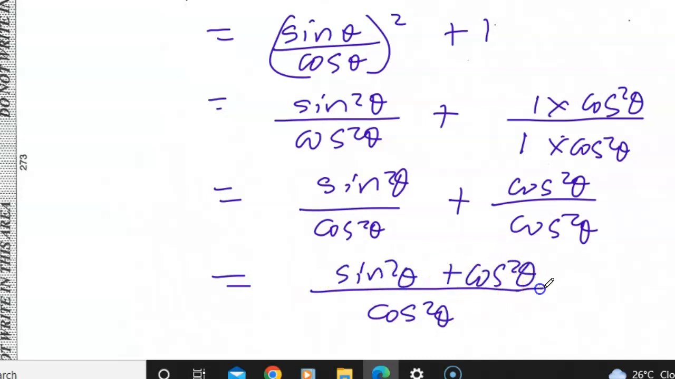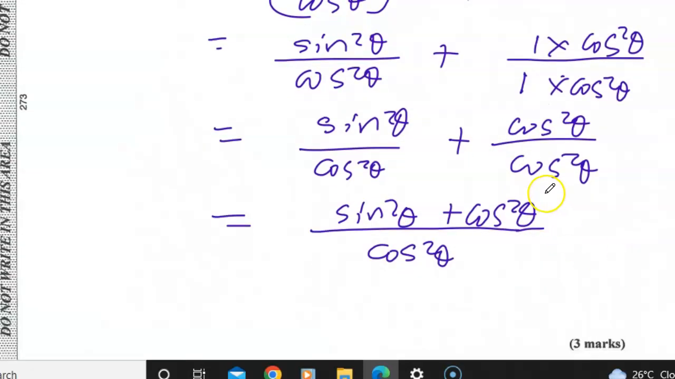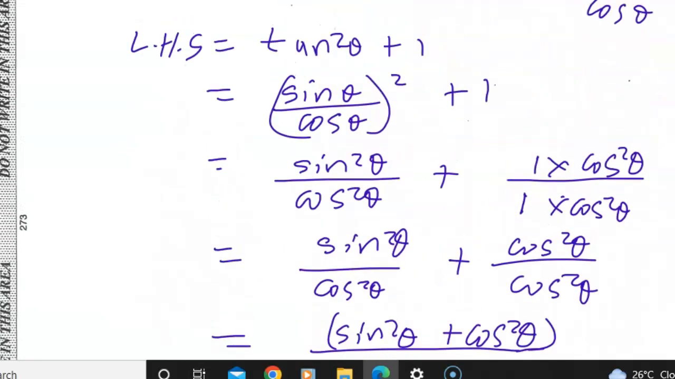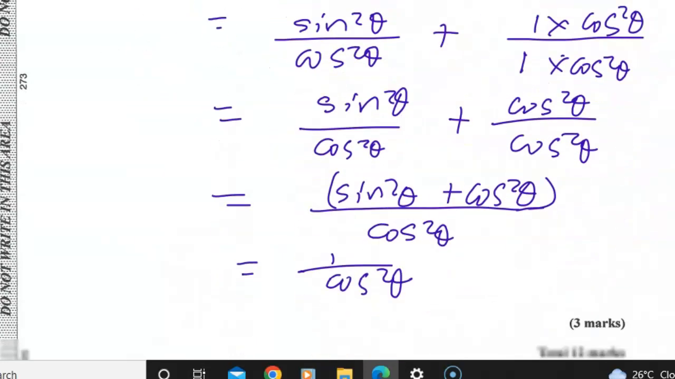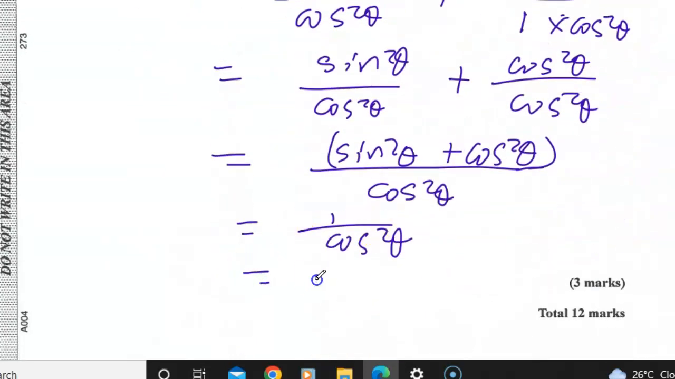It's probably the most famous trig identity. The numerator there works out to be 1, so 1 over cos square theta, which is what the right hand side is. Alright, 1 over cos square theta. So the left hand side is equal to the right hand side. Therefore this proof was quite easily done.